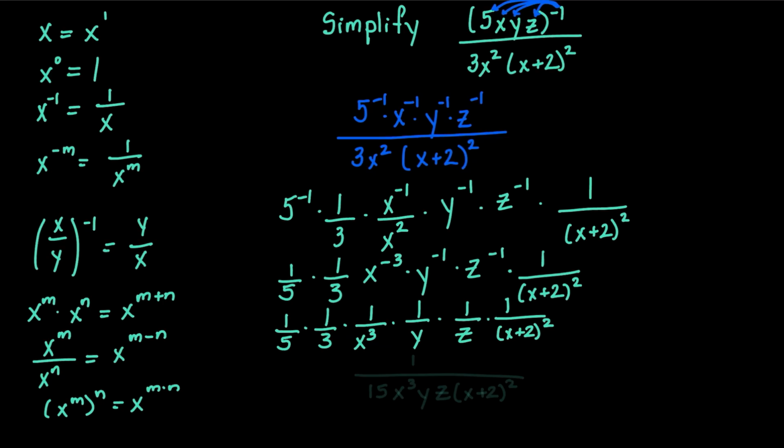Everything in the numerator is 1, so I know I'm going to have one big 1 at the top, and then I'm going to multiply everything in the denominators. 5 times 3 is 15, times x cubed, times y, times z, times x plus 2 squared. Okay, that's our last example in the medium skill level section.